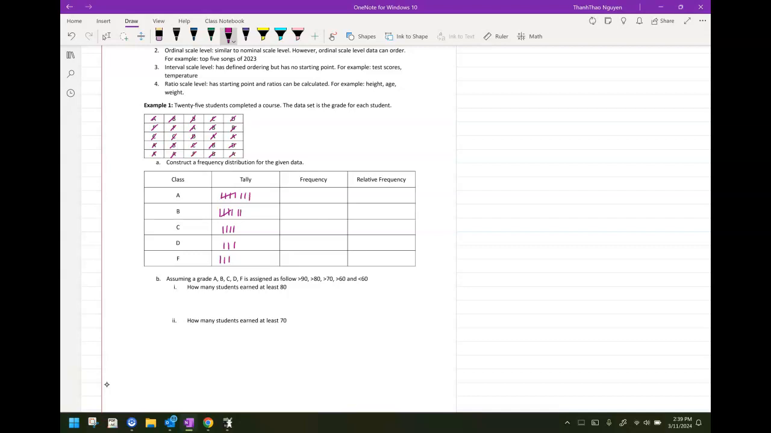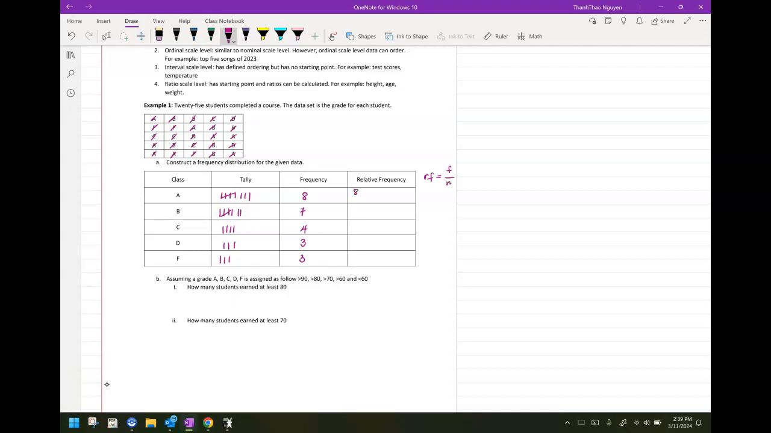So frequency, here you can see that there are 8 students who get an A, 7 students get a B, 4 students get a C, 3 get D, and 3 get F. So let's add up the frequency. Hopefully we get 25. So 7 plus 8 makes 15. 15 plus 4 makes 19. 19 plus 3 makes 22. Plus 3 makes 25.